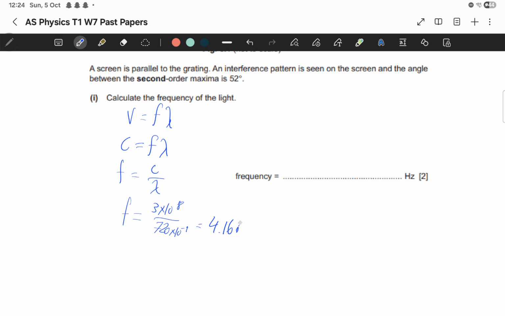4.166 repeating hertz. So we're gonna round this to 4.2 times 10 to the power of 14 hertz. Okay, this is our answer for this question.